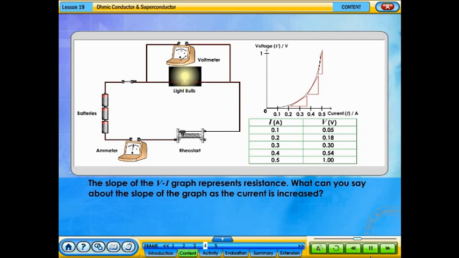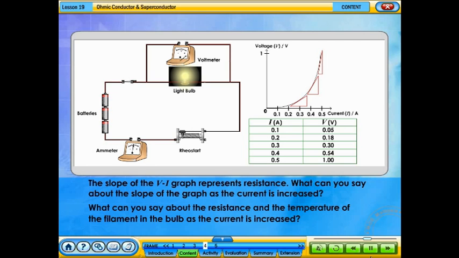The slope of the VI graph represents resistance. What can you say about the slope of the graph as the current is increased? What can you say about the resistance and the temperature of the filament in the bulb as the current is increased?